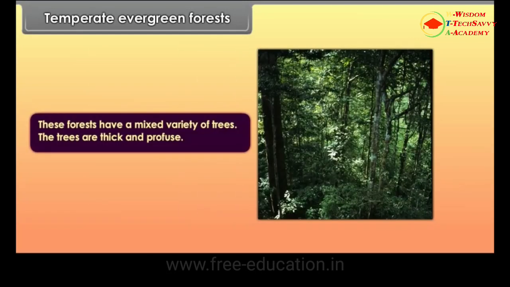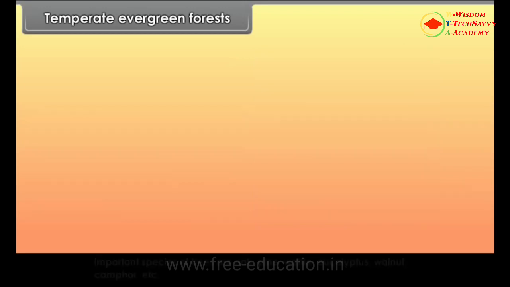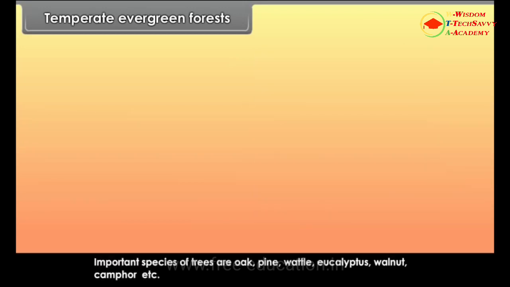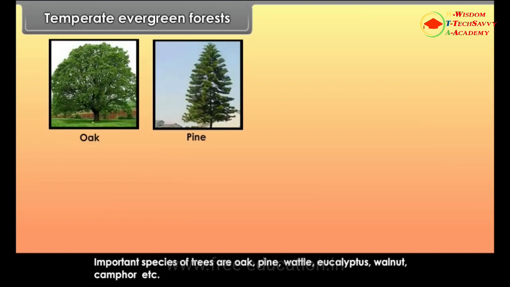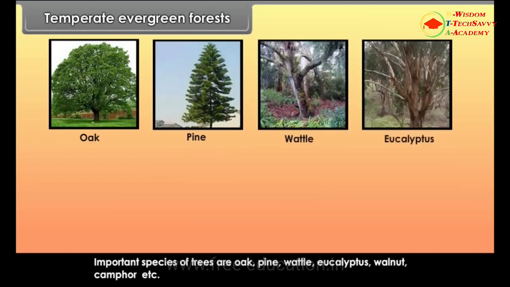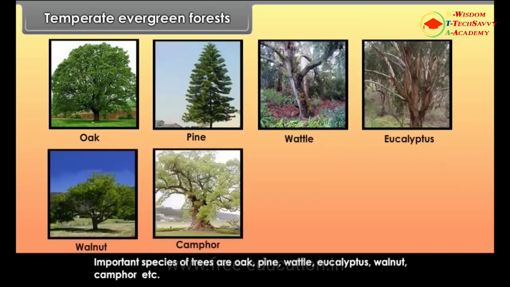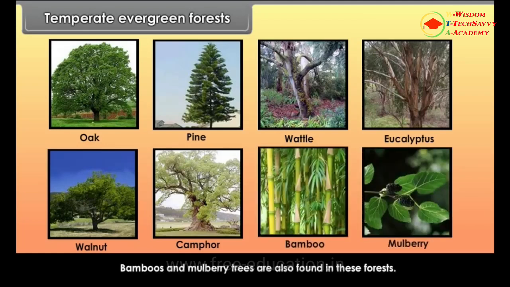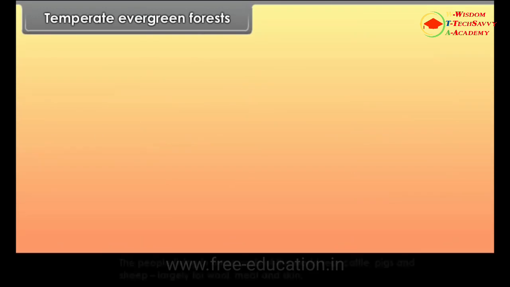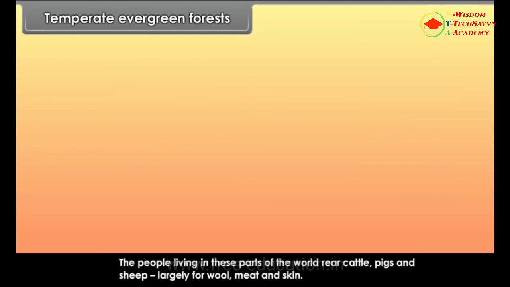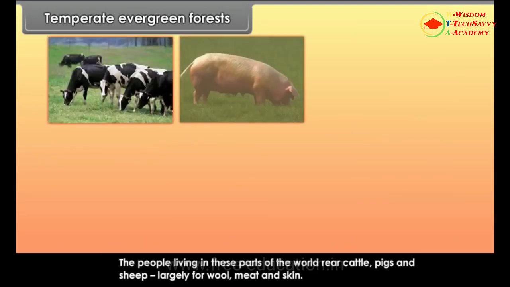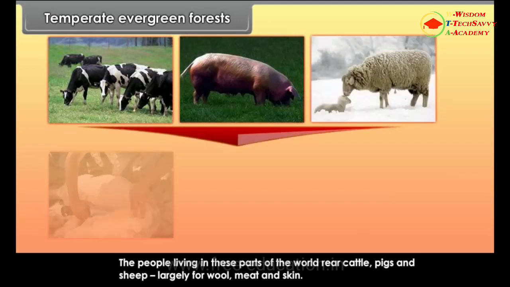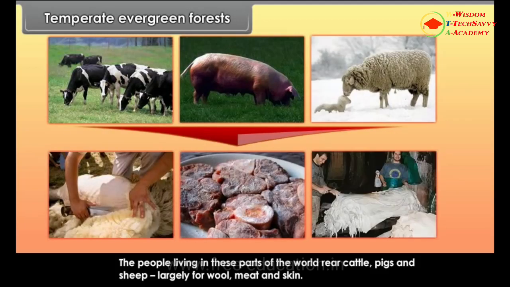Characteristics: these forests have a mixed variety of trees. The trees are thick and profuse. Important species of trees are oak, pine, wattle, eucalyptus, walnut, camphor, etc. Bamboos and mulberry trees are also found in these forests. The people living in these parts of the world rear cattle, pigs and sheep largely for wool, meat and skin.